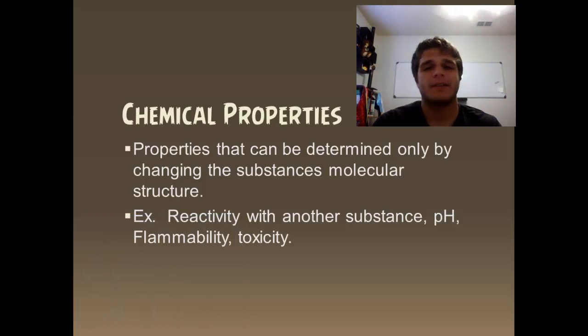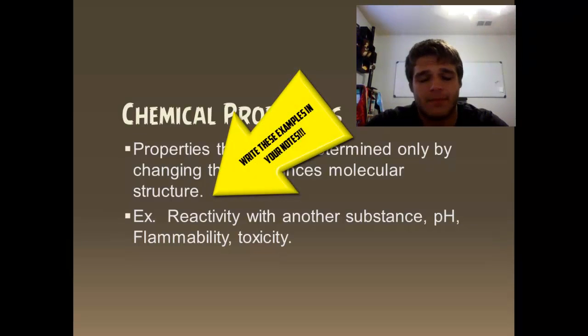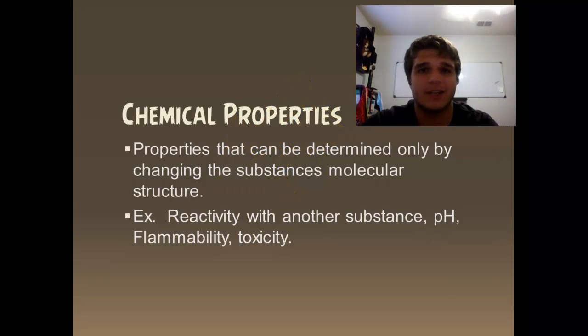Now, chemical properties, on the other hand, can only be determined by changing the substance's molecular structure, okay? So that means making it undergo a reaction is the only way to know chemical properties of a substance. Reactivity with another substance is one of these examples. Okay, so if we take sugar and mix it with sulfuric acid, it has a very vigorous reaction and turns into those giant black snake firecrackers, right?